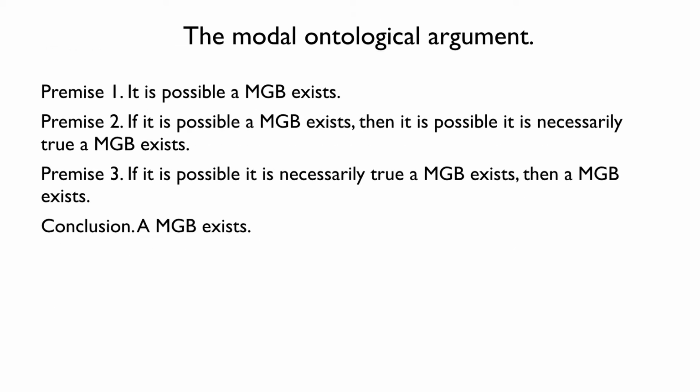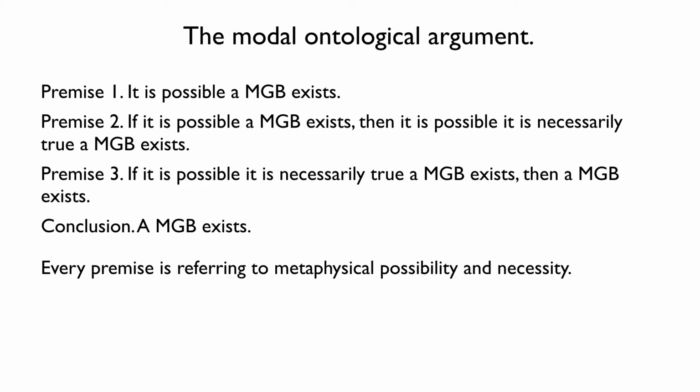Now, let's go to the modal ontological argument, and I'm giving a slightly different form of the argument here, because now we have the S5 modal axiom system to use. Premise 1, it is possible a maximally great being exists. Premise 2, if it is possible a maximally great being exists, then it is possible it is necessarily true a maximally great being exists. Premise 3, if it is possible it is necessarily true a maximally great being exists, then a maximally great being exists. Conclusion, a maximally great being exists.